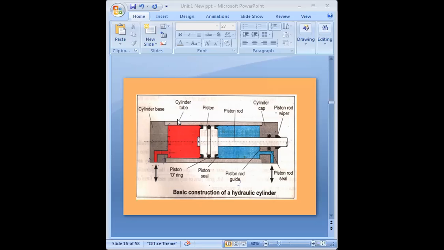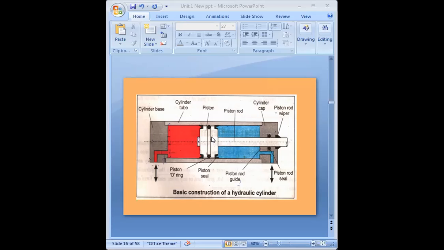Once again, I am repeating, this hydraulic cylinder consists of a cylinder tube which is fitted with a close fitting piston. Where is the piston? See, this is the piston. It is attached with the piston rod at one end only. The piston rod is attached with this piston.